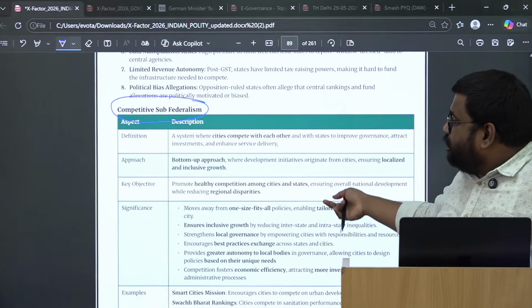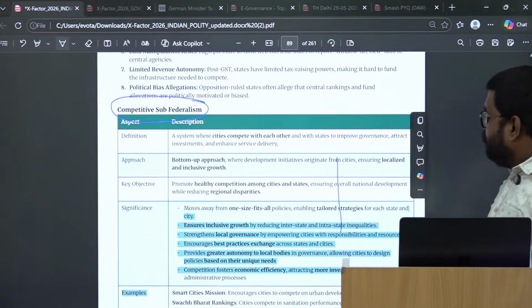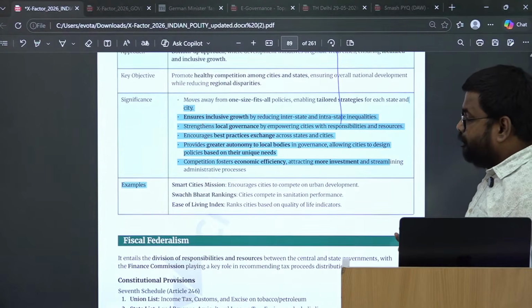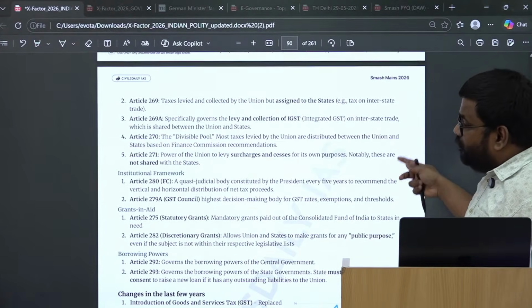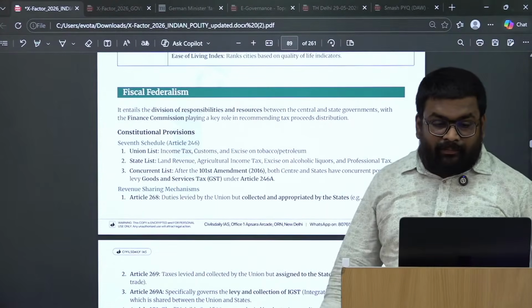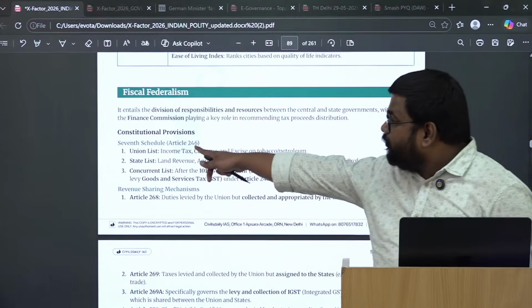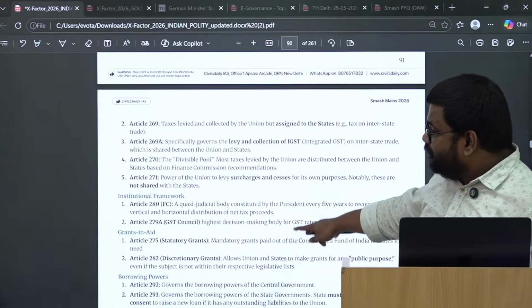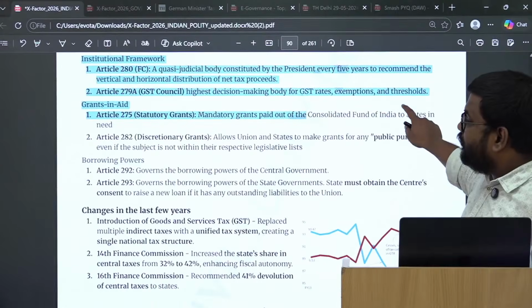Then you can read the content about it and simultaneously you can imagine the answer. Then this is about fiscal federalism. Okay, so in fiscal federalism also this year they have asked about the changes made in fiscal provisions. Next year they can ask what are the provisions of fiscal federalism. So again you should remember this classification: 7th Schedule, revenue sharing mechanisms, institutional mechanisms of the Finance Commission, then grants-in-aid and borrowing powers.